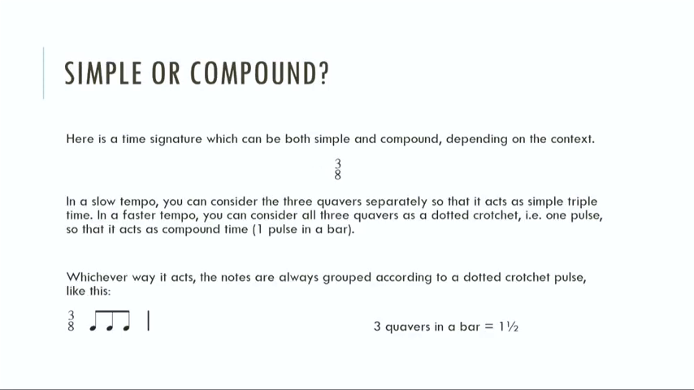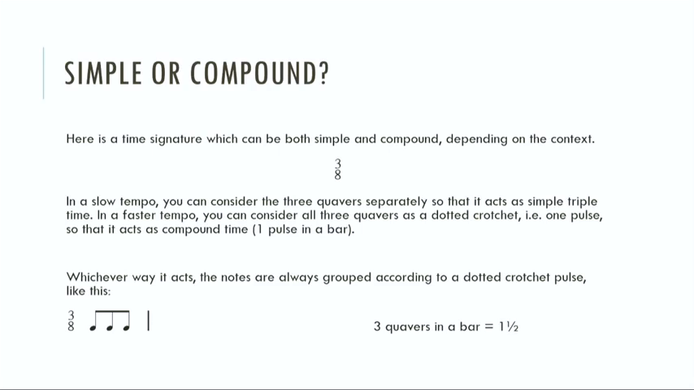All right, now, sometimes we get time signatures that look like they could be simple or compound. Here is one of those examples, 3/8. Now, in a slow tempo, the 3 quavers could feel like separate pulses, in which case it would feel like simple triple time. But in a faster tempo, you may consider all 3 quavers as a dotted crotchet, or one pulse. Let me just demonstrate that for you.